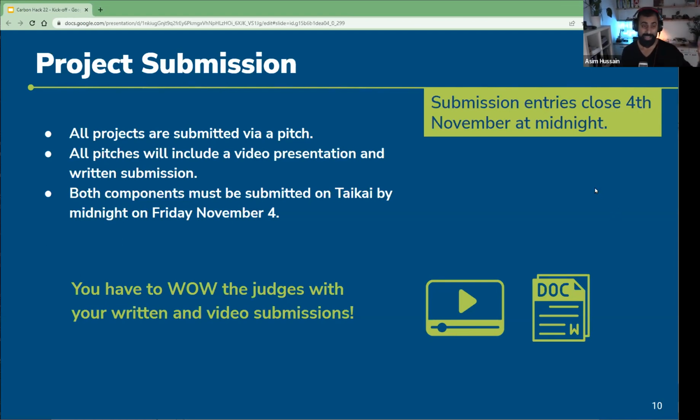And again, you have to wow the judges with your written and video submission. So take a look at that now and start thinking about that now. I know a lot of us are engineers or solution problem solvers. We want to drive straight into the solution. Think about the fact that you're going to have to pitch the solution. What will that pitch look like?